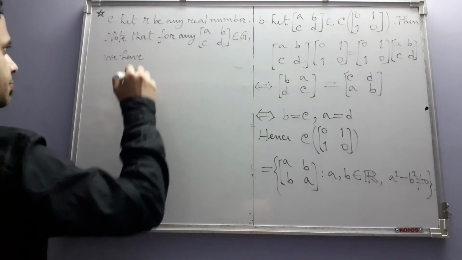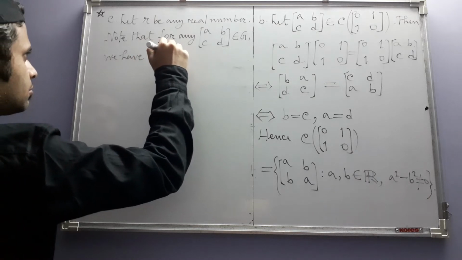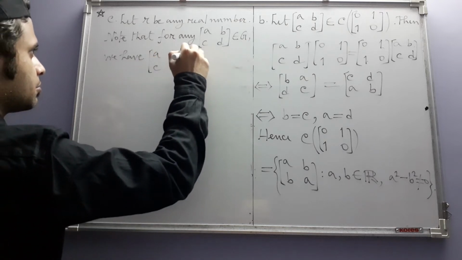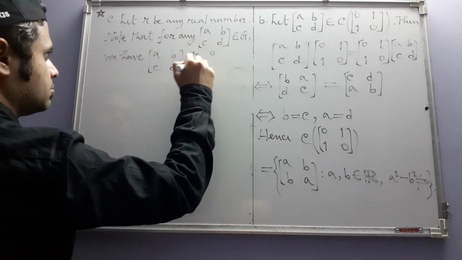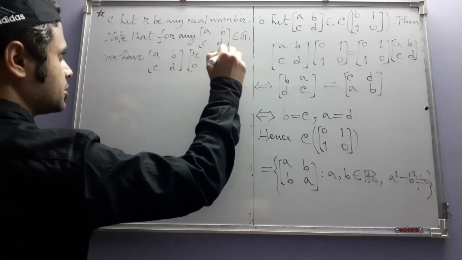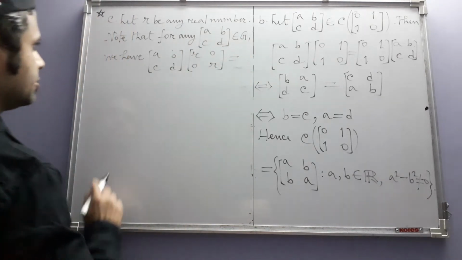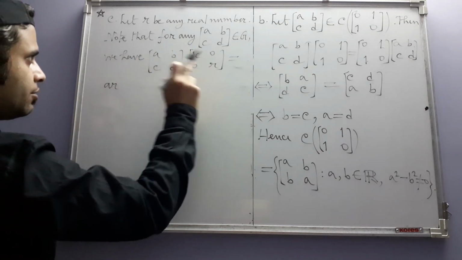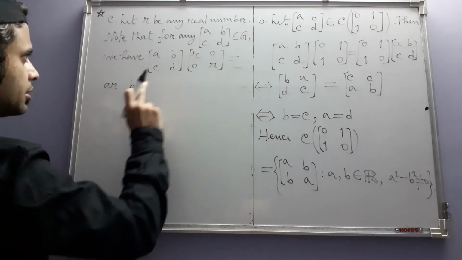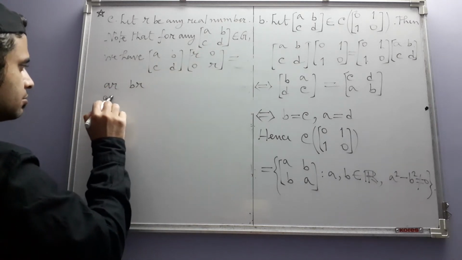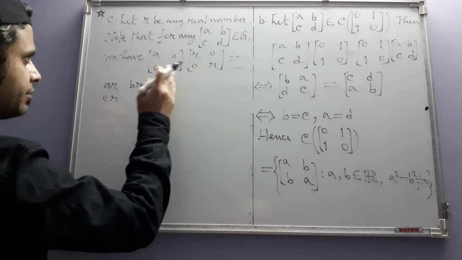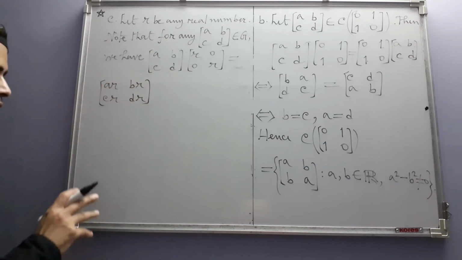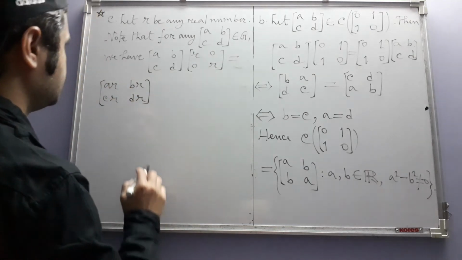We have A, B, C, D times R, 0, 0, R. Say we calculate this product, what do we get? AR plus 0, so we get AR, A times 0 plus BR, okay, CR plus 0, C times 0 plus D times R. So that means all the entries are being multiplied with R.